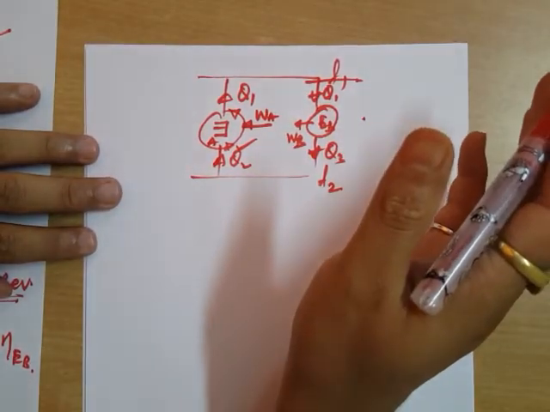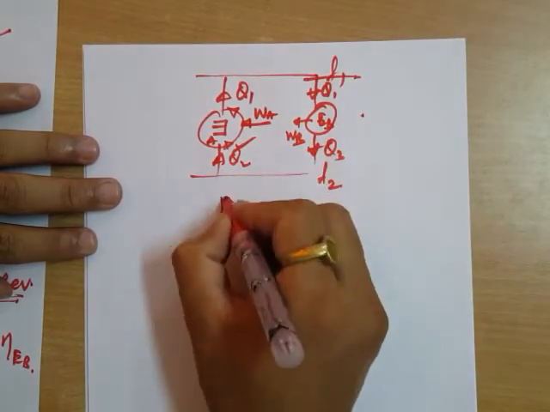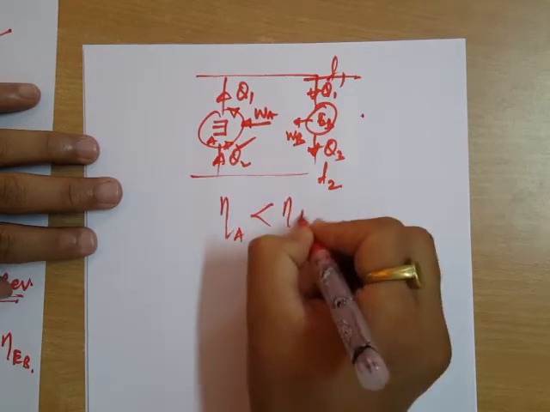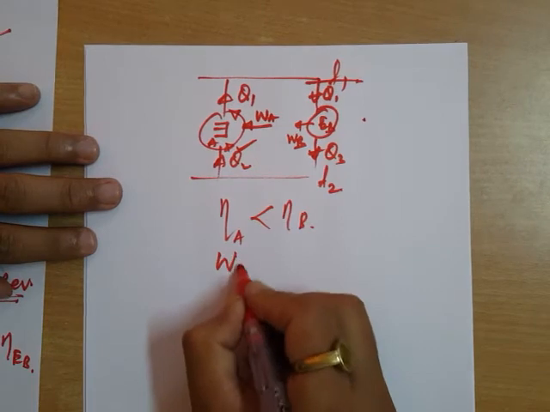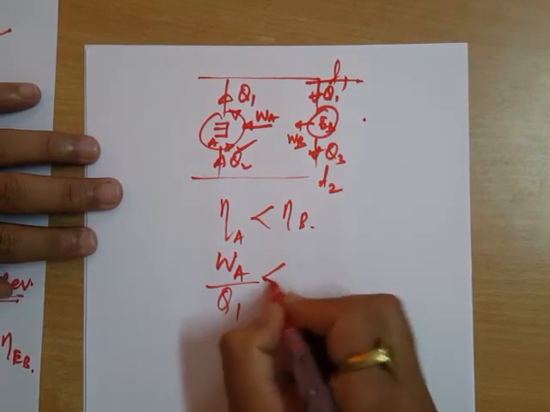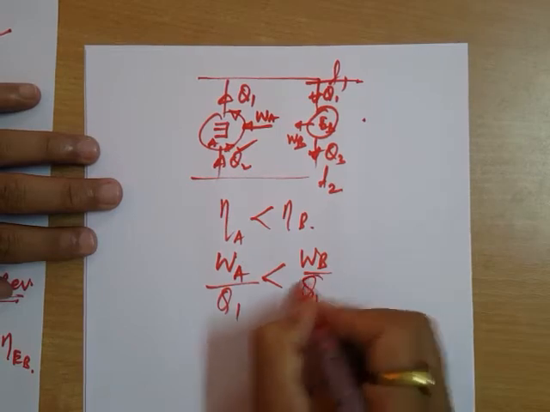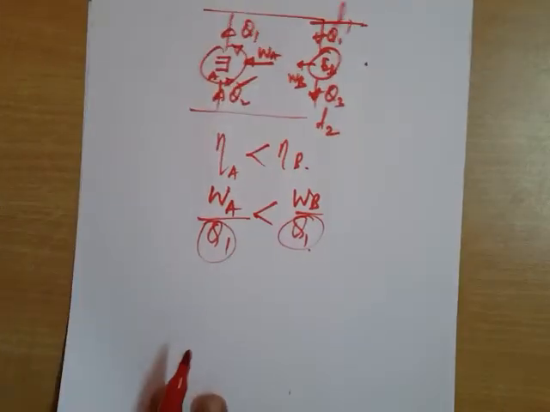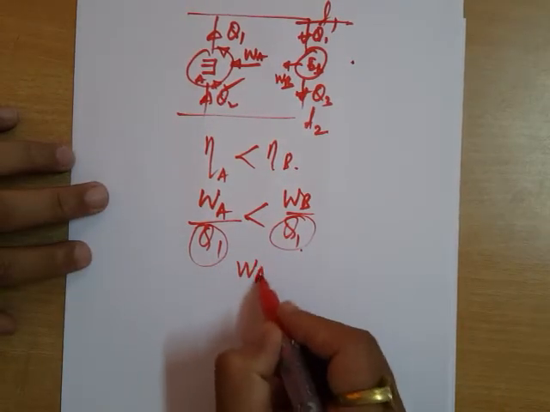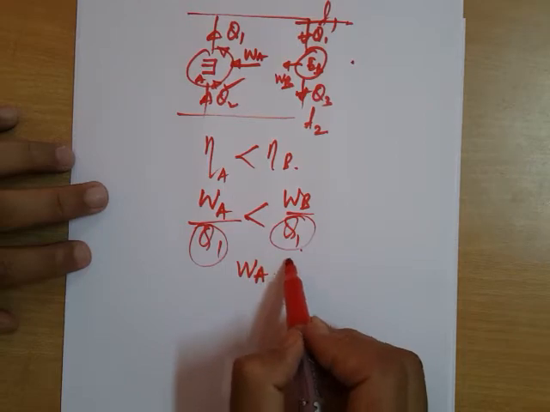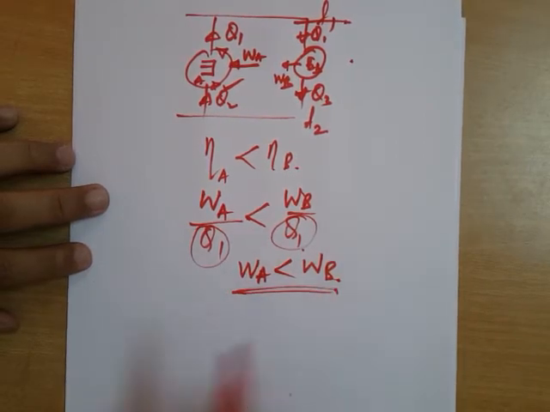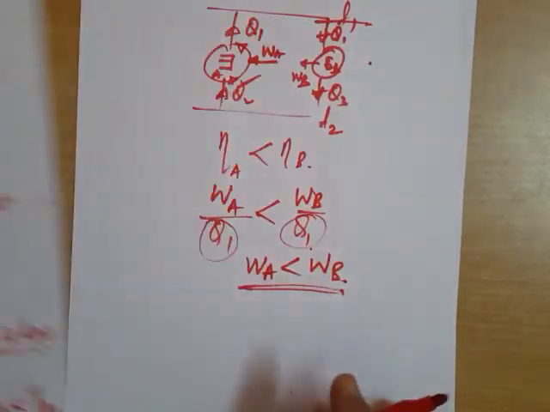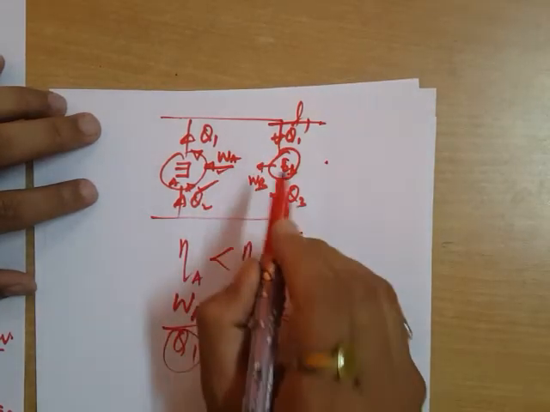Now look very carefully. A very strange thing is happening. As we started with the thought that the efficiency of engine A is less than the efficiency of engine B, that means WA by Q1 will be less than WB by Q1. Why Q1? Because initially I said that these two are equal. So that simply means WA is less than WB. So this engine will be producing less work than WB. So in the reverse direction, this work will be less than this.